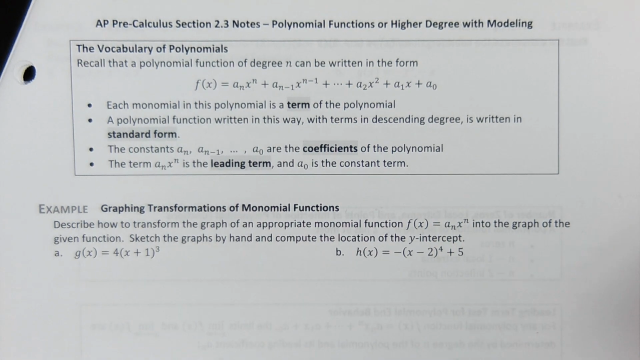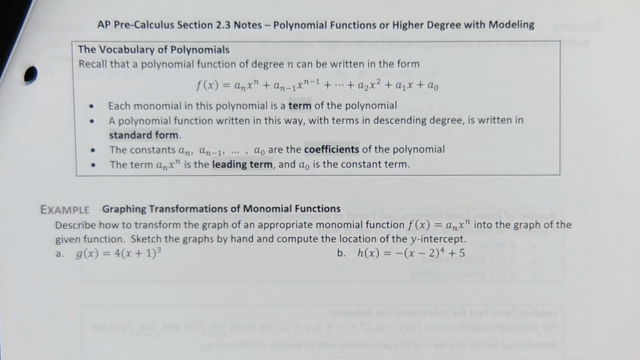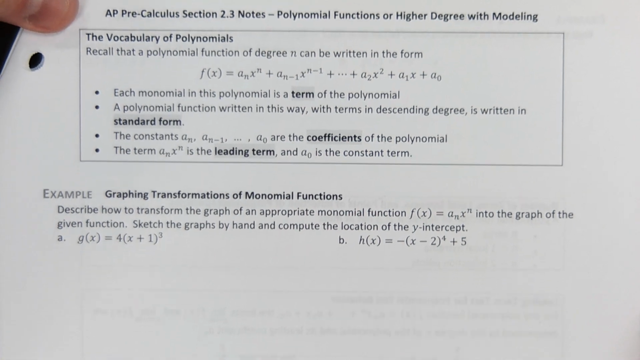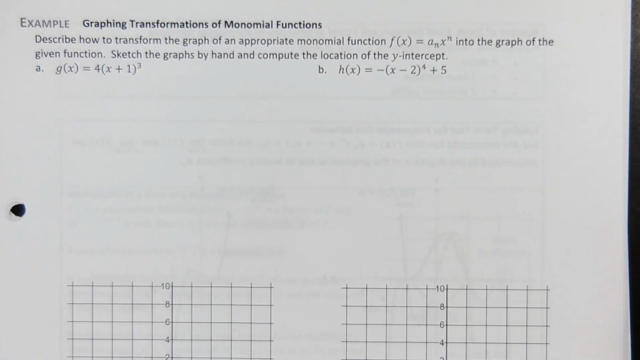I've already said the word term, that's all the individual pieces. The numbers that sit in front of those x's, those are your coefficients. And when it's in standard form, the term at the front is the leading term, and the number in front of that x is the leading coefficient. And the biggest exponent is the degree of the polynomial. That leading term is a pretty important concept in a moment. For now, we're going to do more transformations.